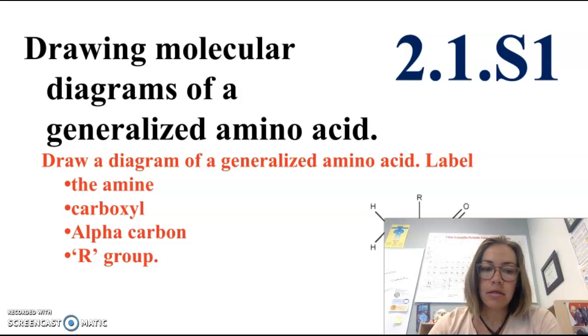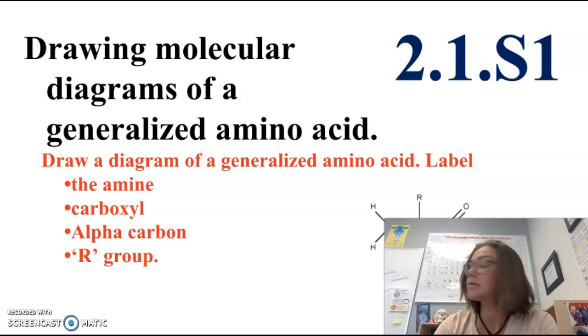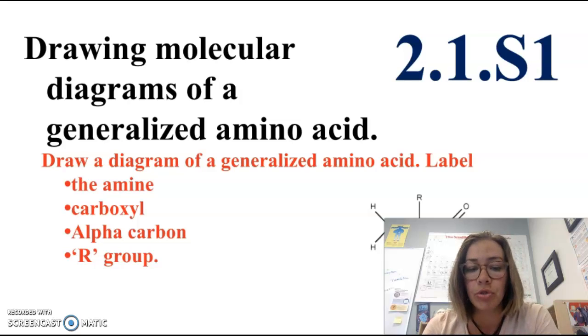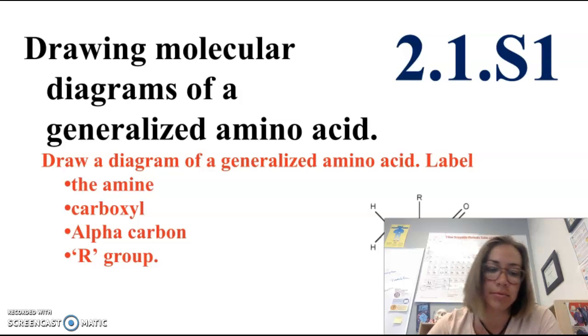In your notes packet, you should see one of the first things is a box with a little bit of text, as well as an open spot for you to draw a diagram of a generalized amino acid. You should be able to label the amine group, carboxyl group, the alpha carbon, and the R group.